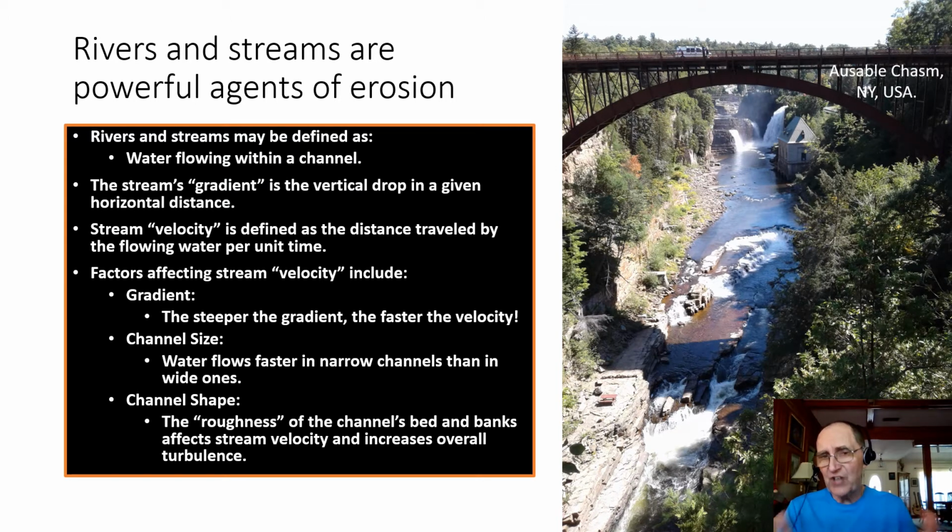Also, the channel shape. The roughness of the channel's bed and banks affects the velocity and increases overall turbulence. The picture that you see is a beautiful area in upstate New York called Oswald Chasm.